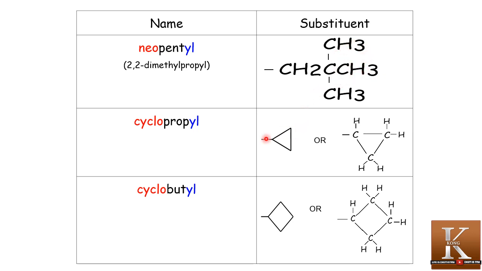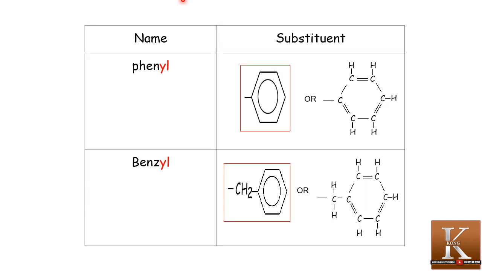Okay, if it is a cyclic compound, you must put the name cyclo. If there are 3 carbon, cyclopropyl. If there are 4 carbon in the cyclic compound, cyclobutyl. These two are skeletal structures, and these two are expanded structures. If a benzene ring becomes a substituent, we call it phenyl. If there is a CH2 group attached to the benzene ring, we call it benzyl.